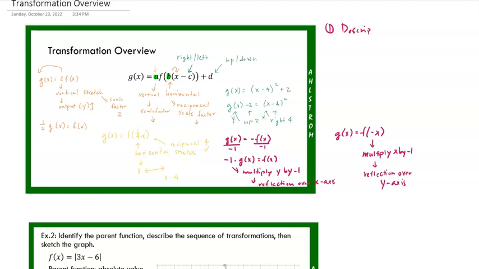So one of the things that you need to know is, number one, the description of what is happening. Was it a vertical stretch, compression? And then you have to know what exactly you have to do, either to the input or the output, the actual mathematical result. If you know both of these, then you're going to be good.